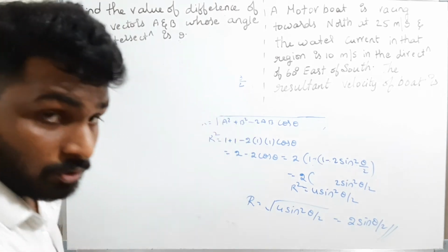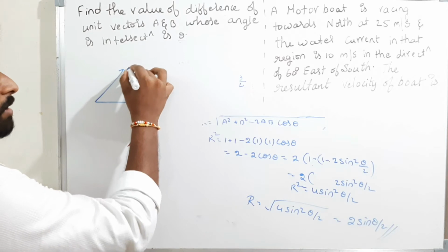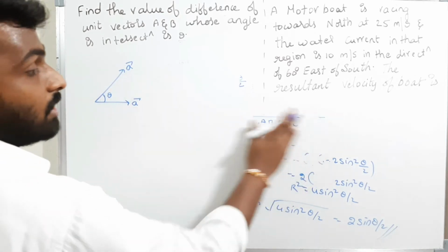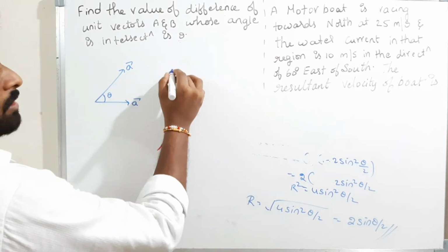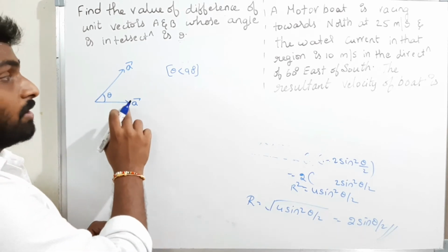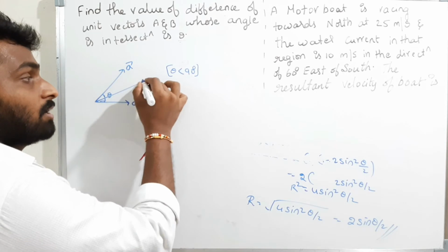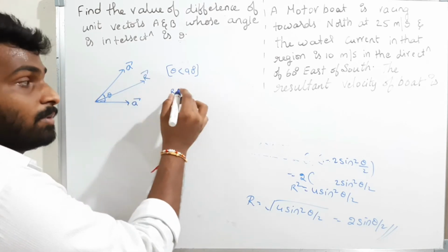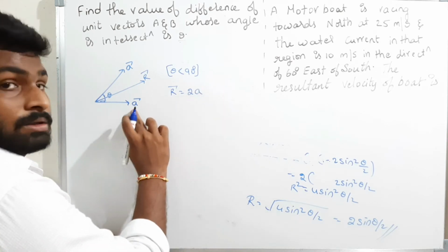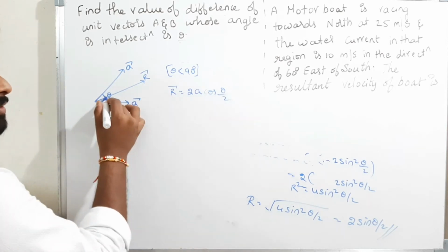Observe carefully. If two equal vectors, this is a bar and this is a bar, are making some angle theta, and if theta is less than 90 degrees, that means the angle between a bar and b bar is acute, then the resultant, this is the resultant, will be equal to 2a cos theta by 2, where theta is the angle between them.